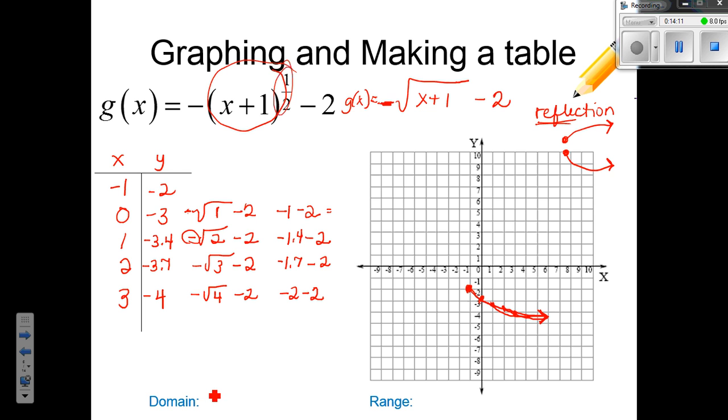Now if we look at the domain and the range, I started at -1. My values got bigger. The domain is x such that x is greater than -1. I started with -2 with my y, but my graph got smaller. My y's got smaller. So this would be y such that y is less than or equal to -2.